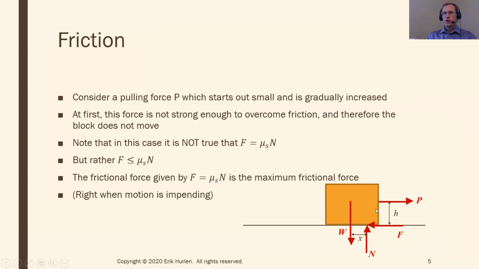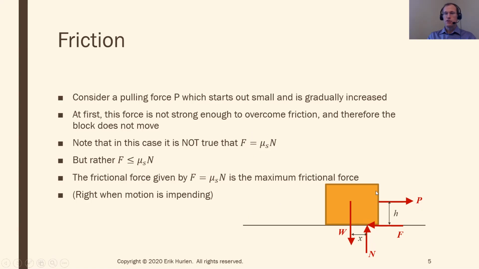So because I'm not pulling enough to overcome friction, I'm also not pulling hard enough so that friction equals mu s times N, because mu s times N is actually the maximum possible friction force. Once I go slightly above that, it's going to start to move. But anything before that, it won't. So if I'm pulling anything less than that, this thing's not moving, and my frictional force is just equal and opposite to P, not necessarily mu s times N, but rather some value that's less than mu s times N, because P is less than mu s times N.